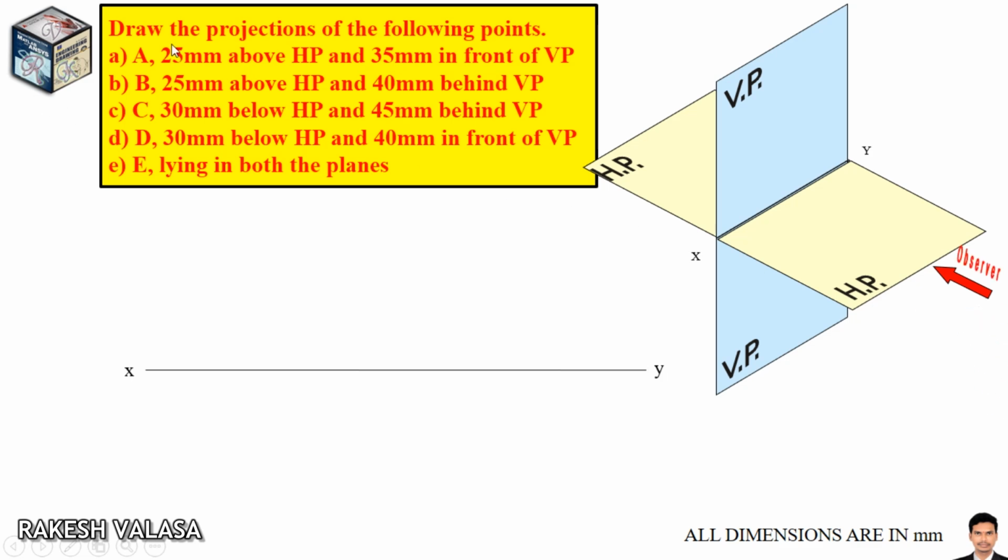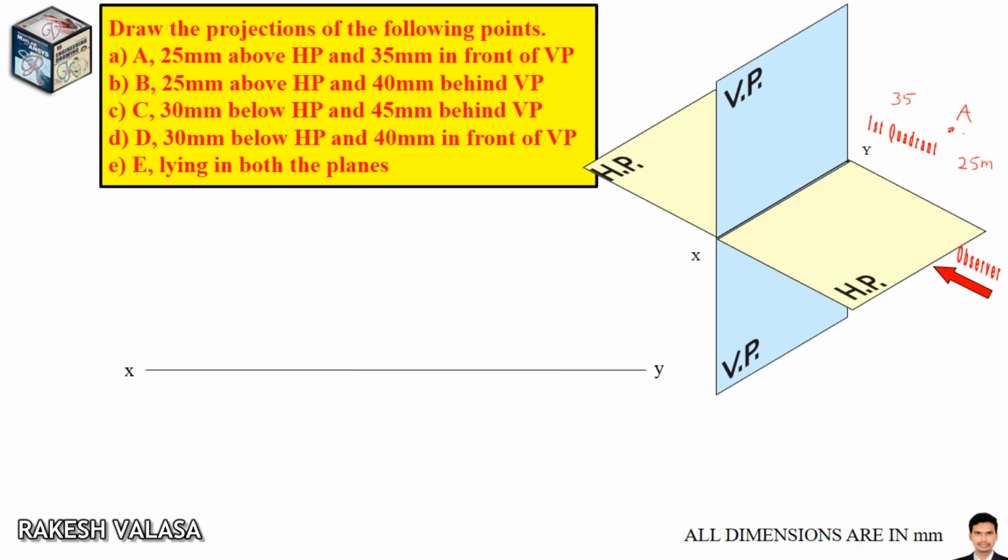See the first point, 25 mm above the HP, 35 mm in front of VP. That means the point is in the first quadrant. So this is the first quadrant. The point A is 25 mm above the HP. From this HP plane you can locate this point here, 35 mm in front of VP. Let us take point A. From here to here, that is 25 mm above the HP and 35 mm in front of VP.